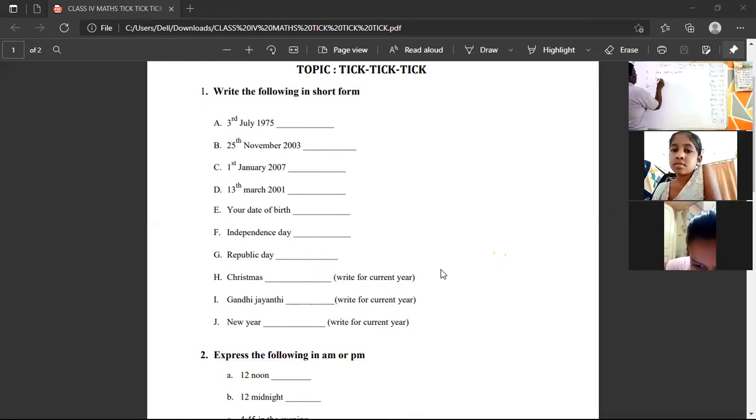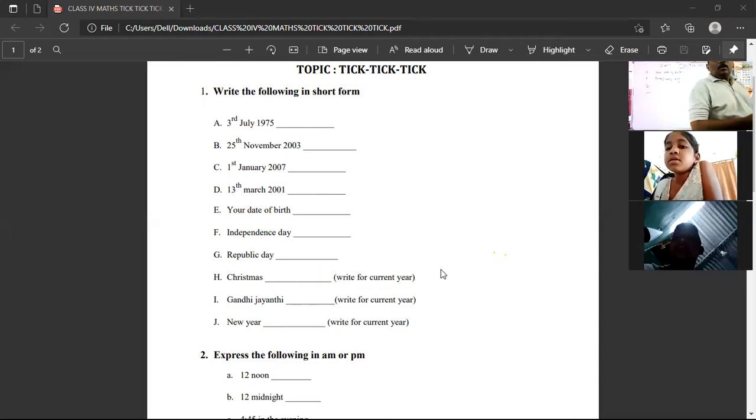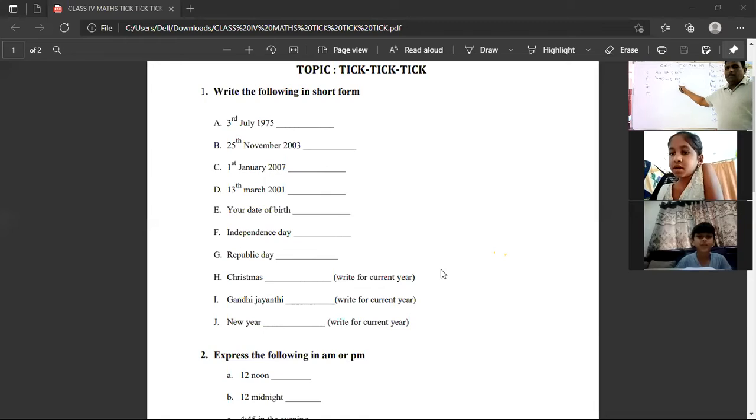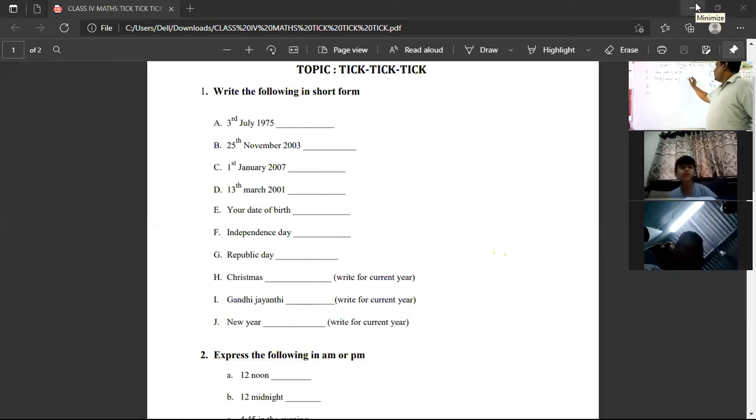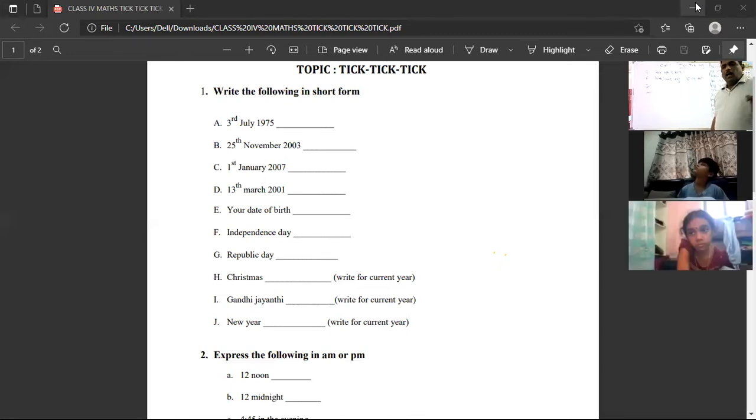What is the Independence Day? 15th August. When did we get the independence? 1947, 15th August. This is the date when we got the independence, and every year on 15th August we celebrate it as Independence Day.